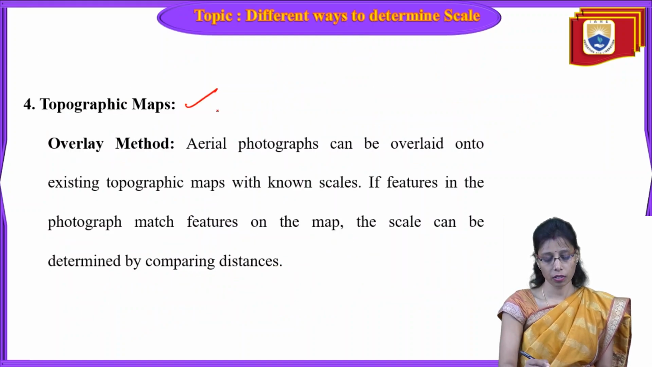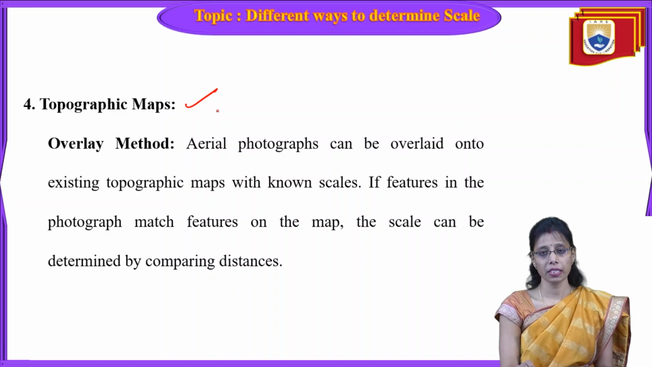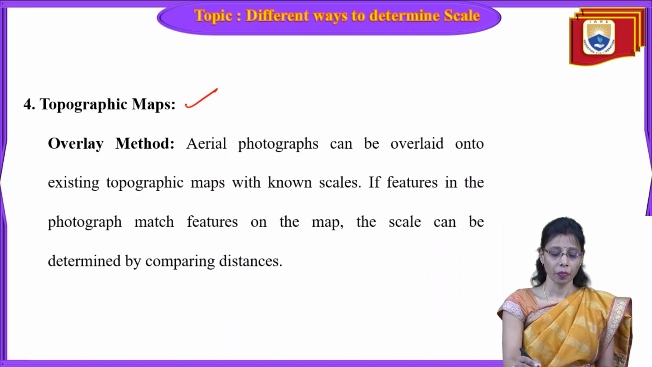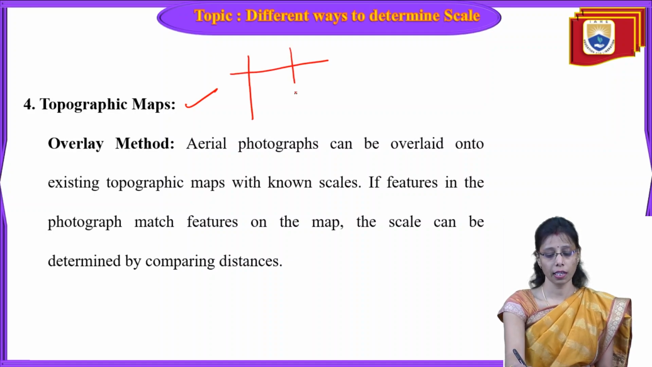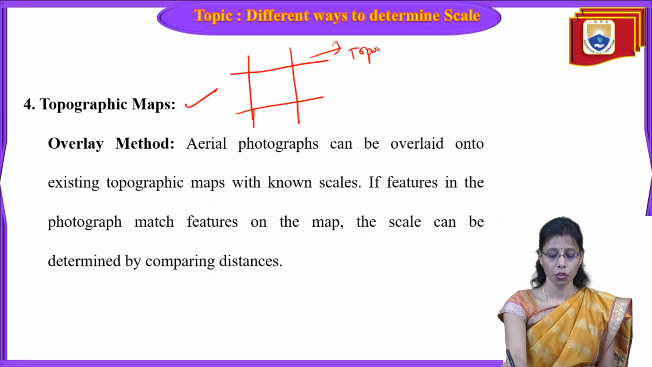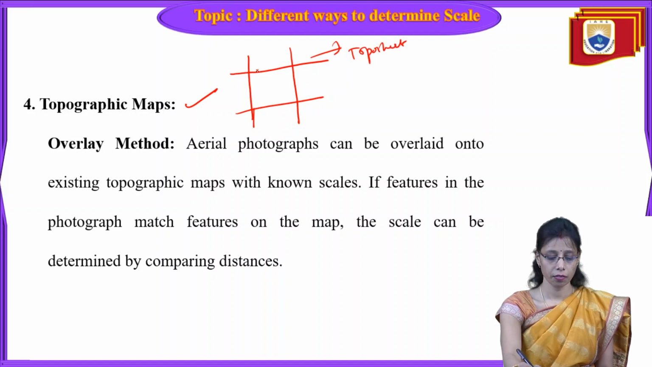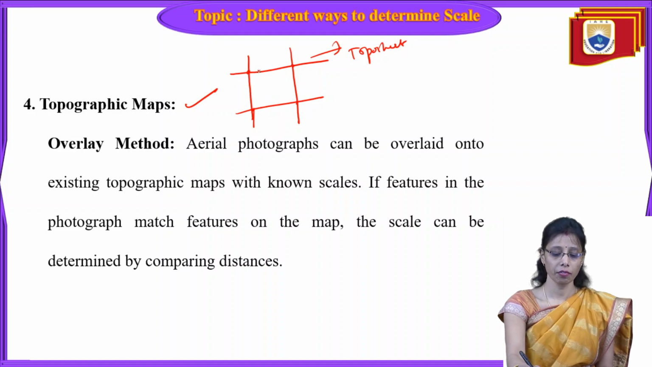topographic map. So this is almost the best method of determining the scale. As we have discussed in the previous slide, this topographical map, the topo sheet, generally looks like this. This is a topo sheet. Okay, this topo sheet has 4 coordinates here: 1, 2, 3, 4. Total 4 coordinates it has. These are the coordinates which are visible on the topographical map.